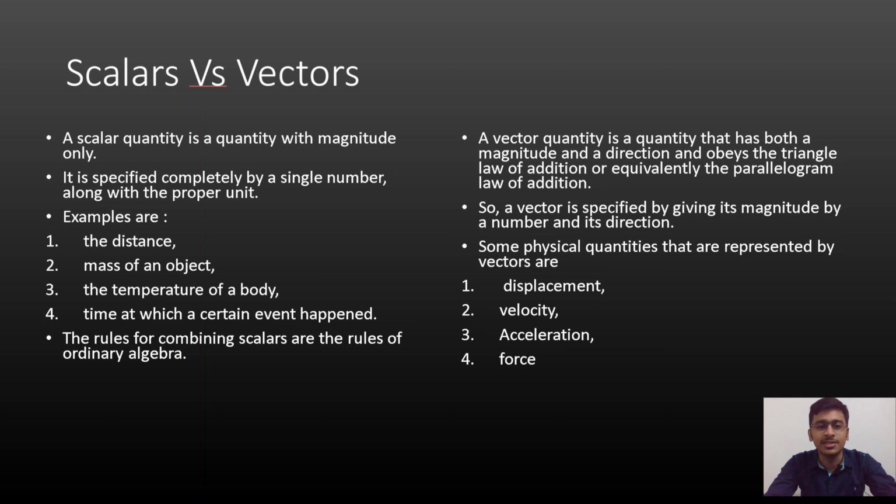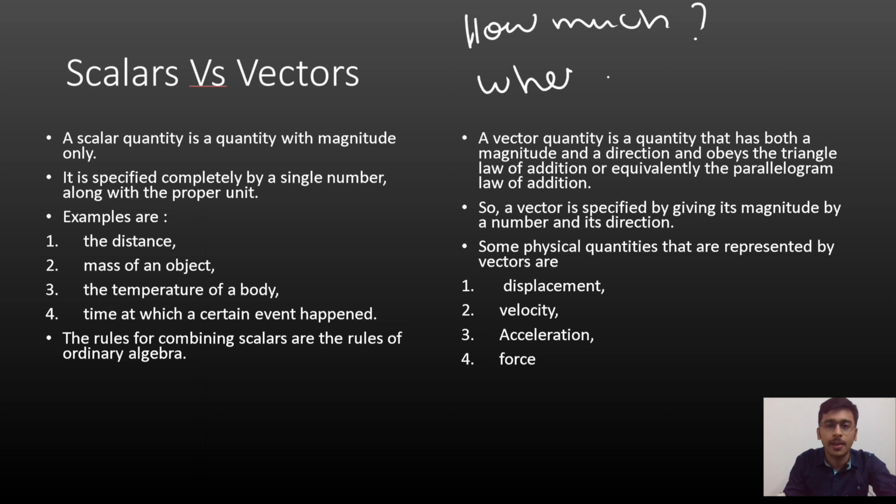So I've given some examples here. Scalars are distance, mass of an object, temperature of an object, time at which a certain event happened, and vectors are quantities like displacement, velocity, acceleration and force. To understand what scalars and vectors really are, we basically need to ask two questions. The first question is how much, and another question is where. So if a quantity answers both our questions, it's a vector quantity, and if it answers only one question, which is how much, it is a scalar quantity.